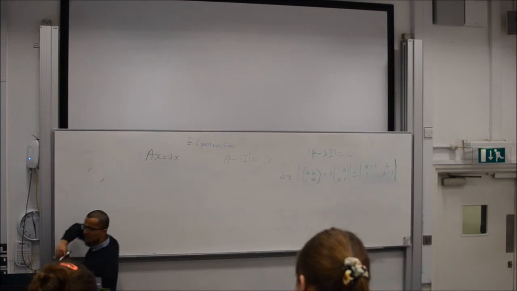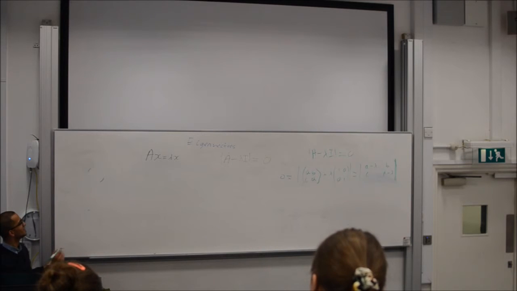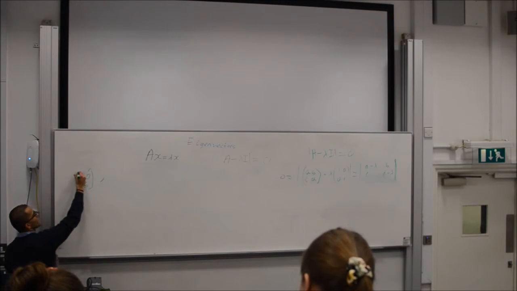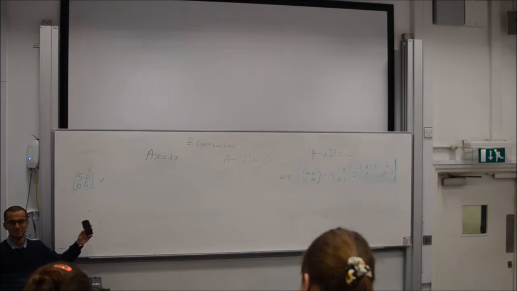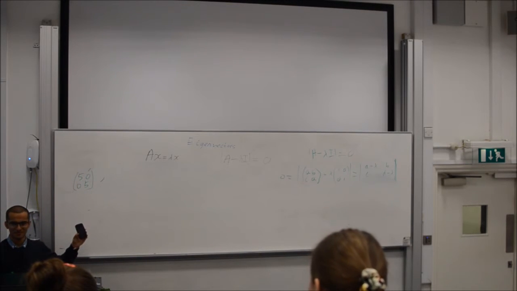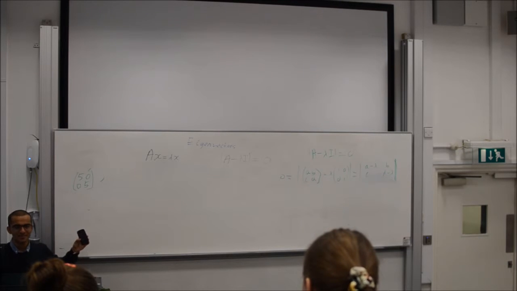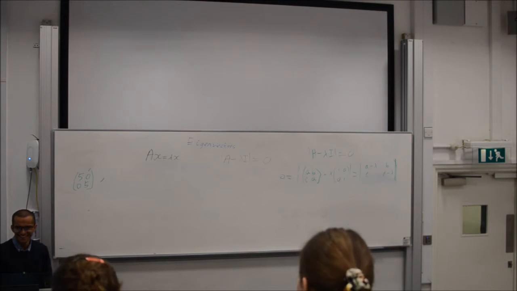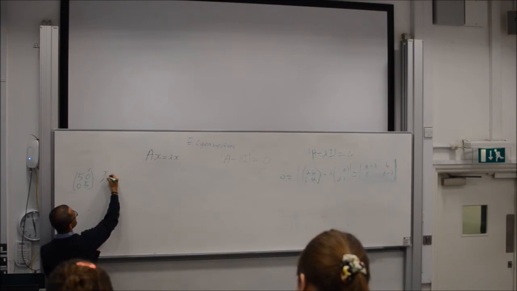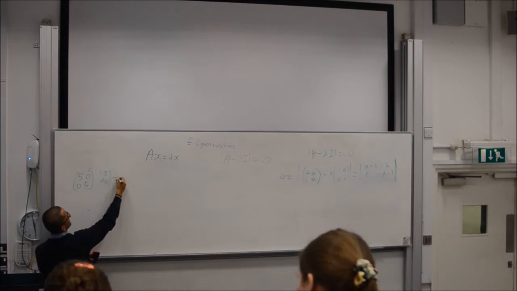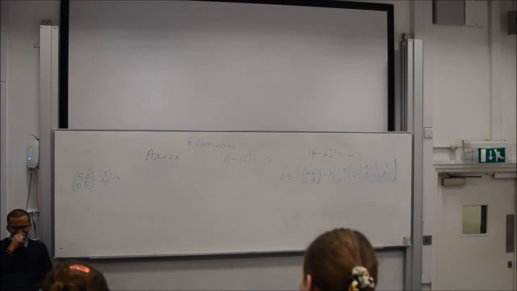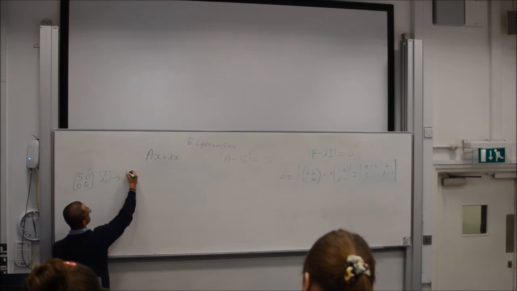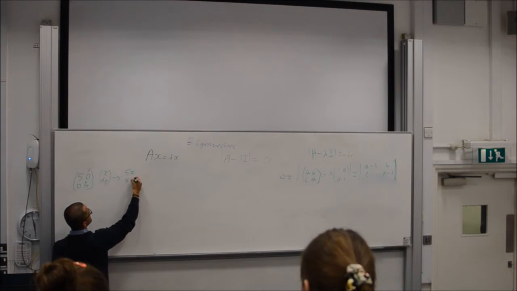Now we consider scaling. 5, 0, 0, 5. Does anyone know what this matrix does? Yeah, if you put in some vector, what you'll get out will just be 5 times x and 5 times y.